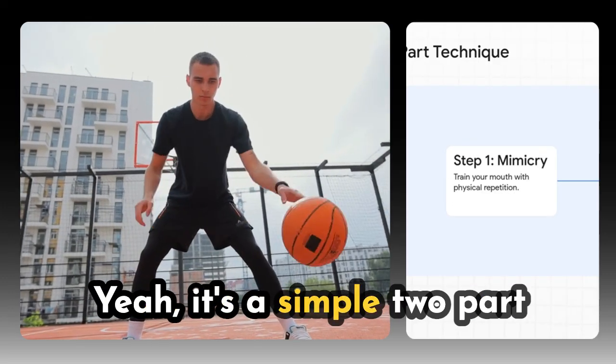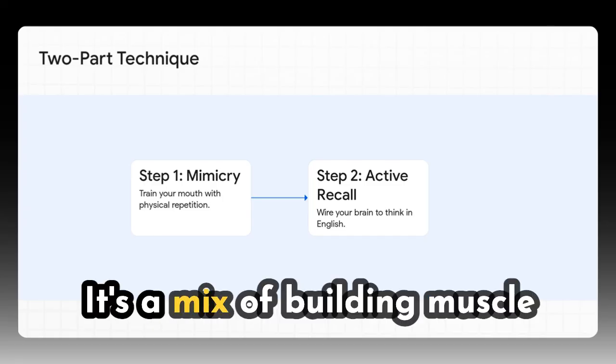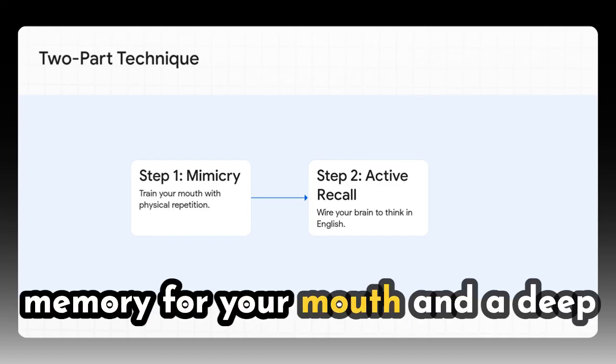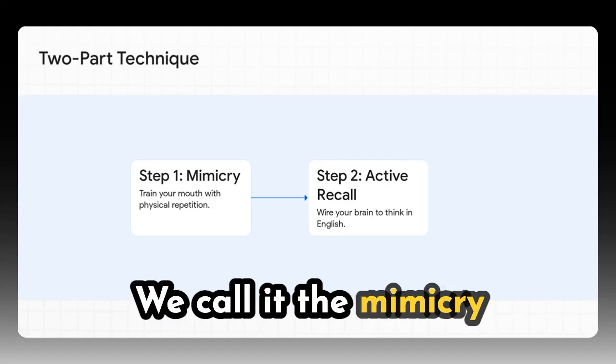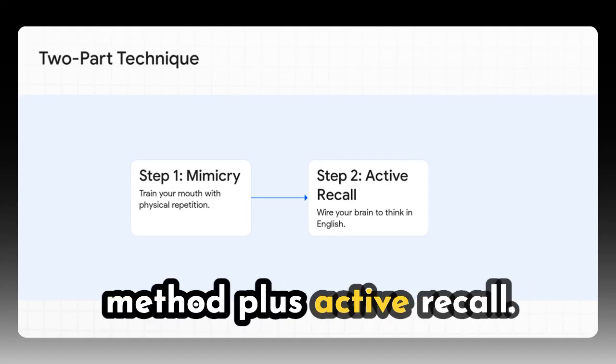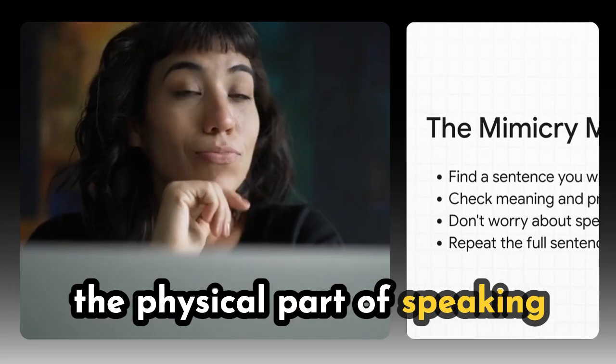Yeah, it's a simple 2-part technique that was a total game changer for me. It's a mix of building muscle memory for your mouth and a deep thinking exercise for your brain. We call it the Mimicry Method plus Active Recall. Okay, so part 1 is all about the physical part of speaking.